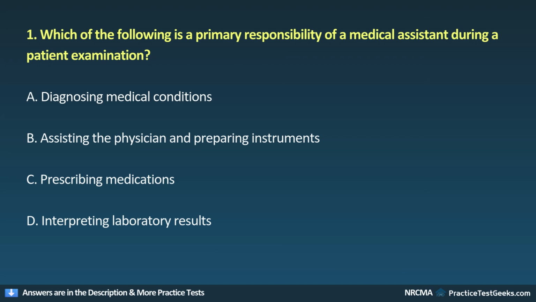1. Which of the following is a primary responsibility of a medical assistant during a patient examination? A. Diagnosing medical conditions. B. Assisting the physician and preparing instruments. C. Prescribing medications. D. Interpreting laboratory results.